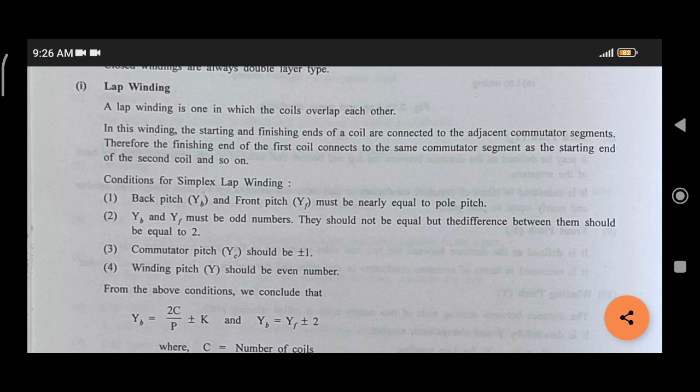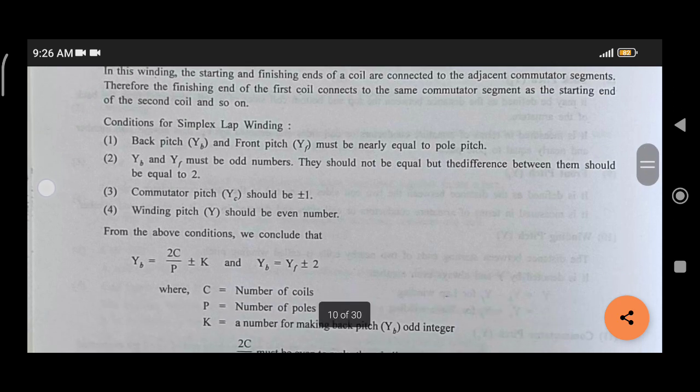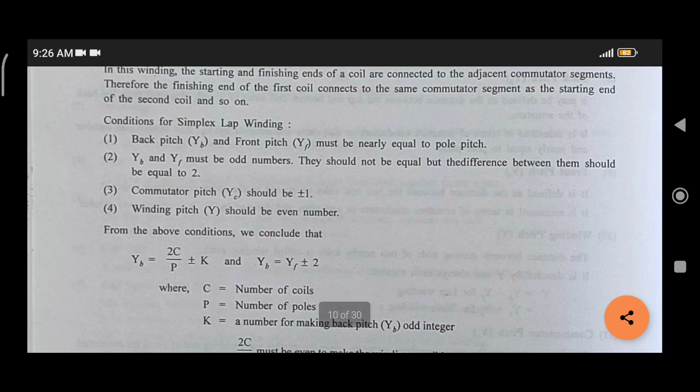Now, what are the conditions for simplex lap winding? First, the back pitch and front pitch must be nearly equal to the pole pitch. Now, what is this pitch? Simply, the pitch is a distance. The back pitch is the distance between the top and bottom coil sides of a coil, and the pole pitch is the distance between two adjacent poles. The second condition is that YB and YF must be odd numbers, so we have to choose them in such a way that they are odd.